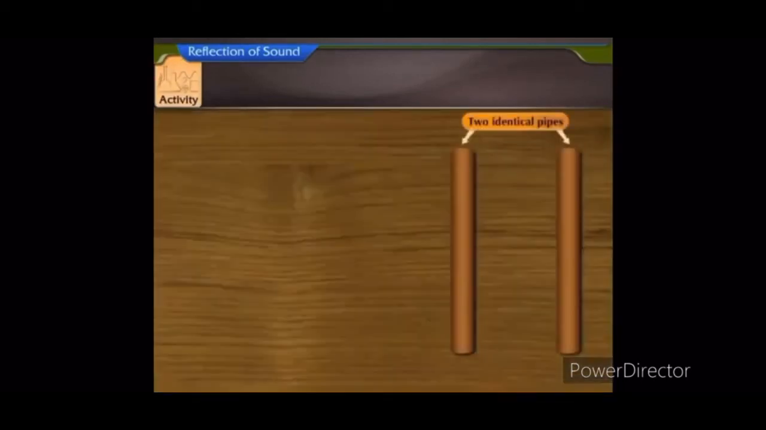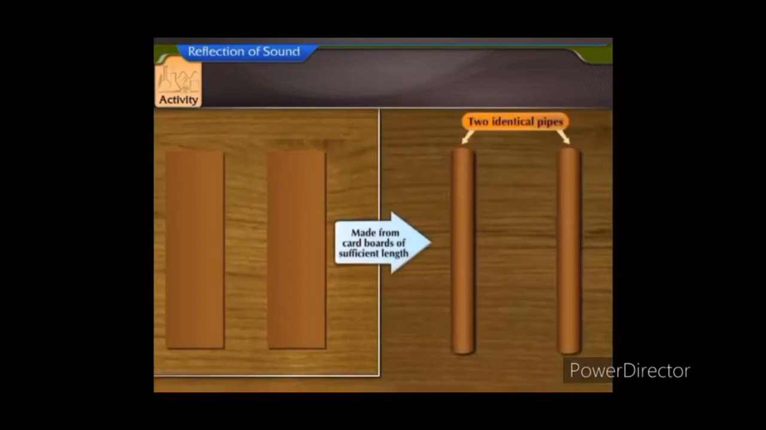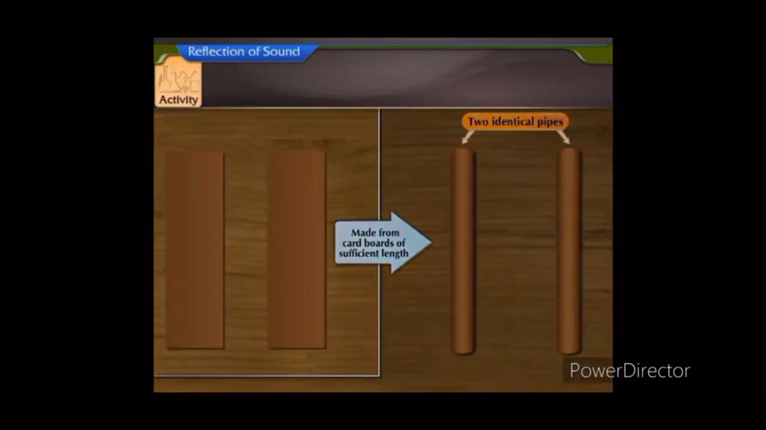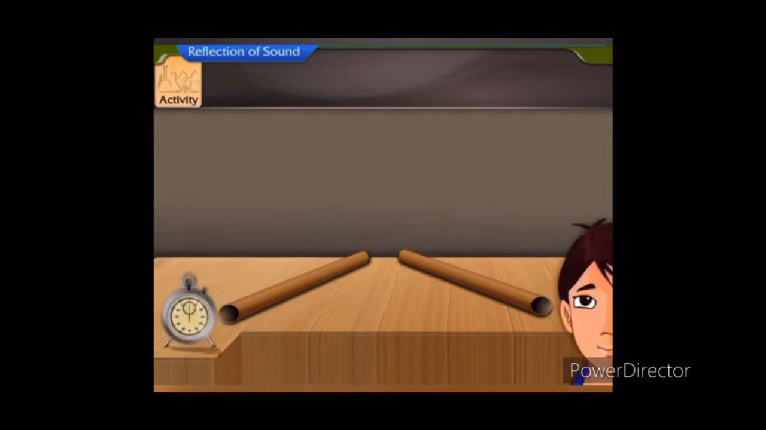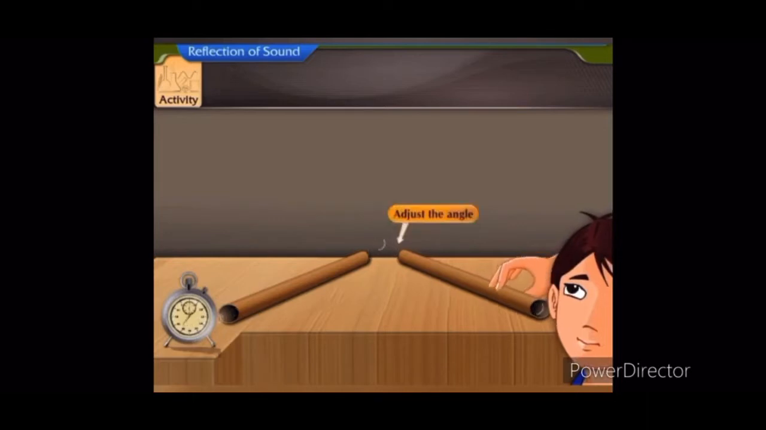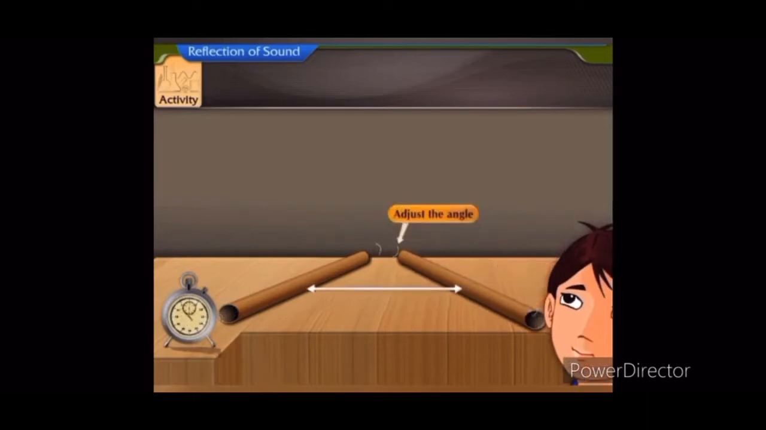Make two identical pipes made from cardboards of sufficient length. Arrange them on a table near a wall. Keep a clock near an open end of one of the pipes and try to hear the sound of the clock through the other pipe. Adjust the angle between the two pipes in such a way that you can clearly hear the sounds from the clock.